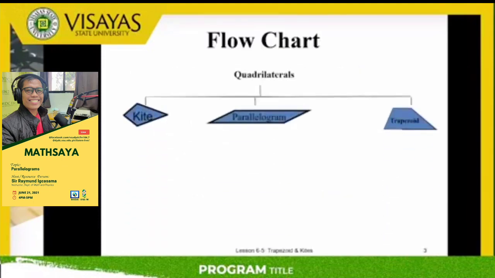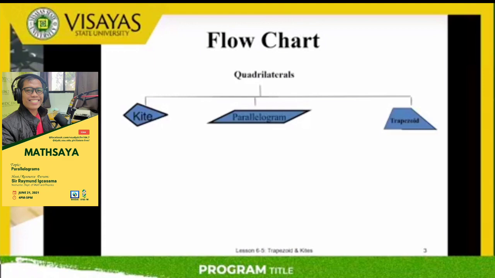Alright, so going back to our discussion on quadrilaterals. Quadrilaterals have three categories, or types. We have the kite, the parallelogram, and then the trapezoid. Now for today, we're going to discuss more on parallelograms.